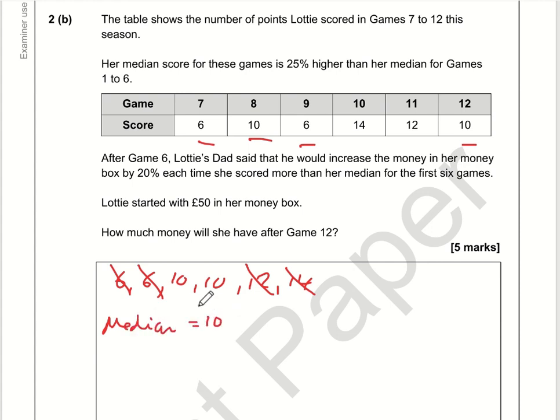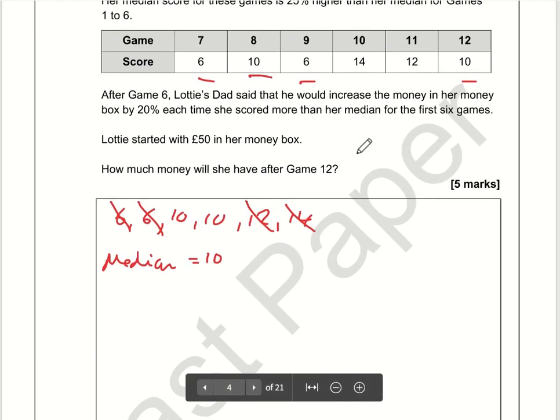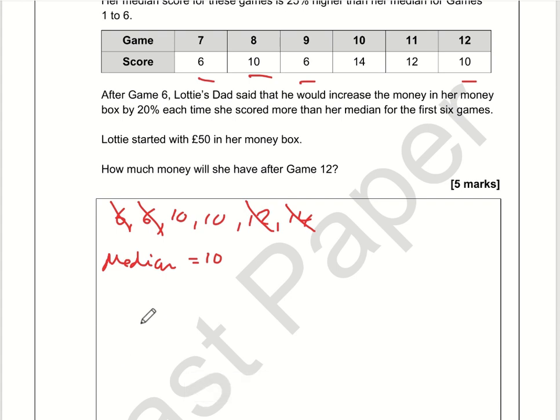Now we need to be careful here. The median for these games is 25% higher than her median for games 1 to 6. Now we don't know what that is for games 1 to 6. We don't have any information on games 1 to 6. So what this means is that the previous median, the previous median.